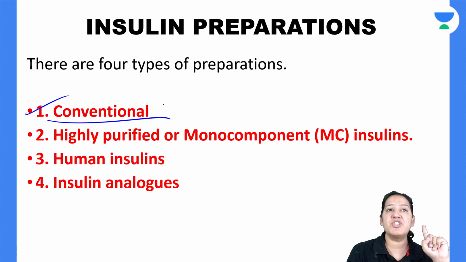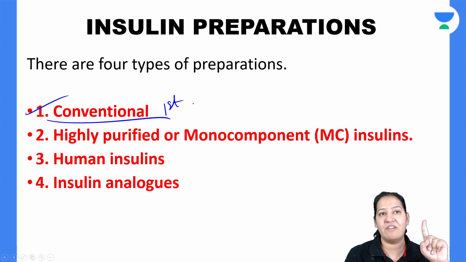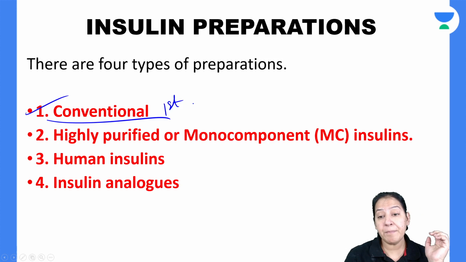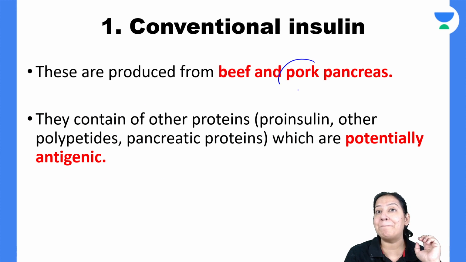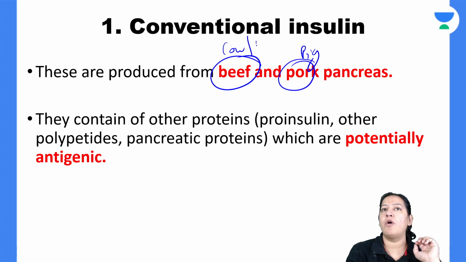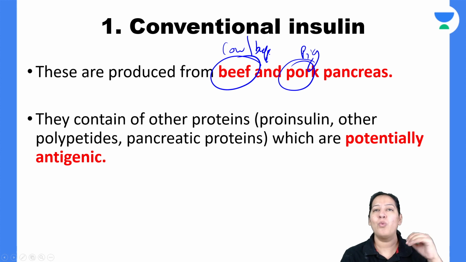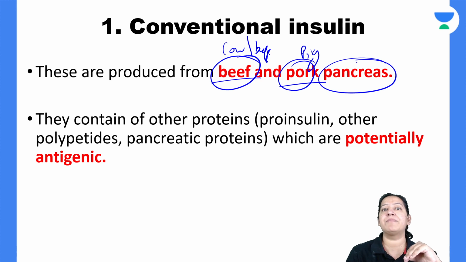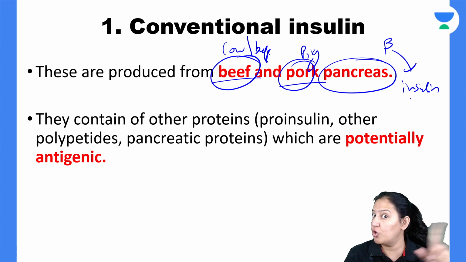It is the first preparation which is available in the market, the first insulin which was prepared. How did we prepare insulin the first time? We prepared insulin from pork, meaning pig, or from cow or buffalo, that is beef. So we kill a pig or a cow, take the pancreas out of them. From their pancreas, we extract the beta cells. From the beta cells, we extract the insulin. So this insulin is not human insulin.